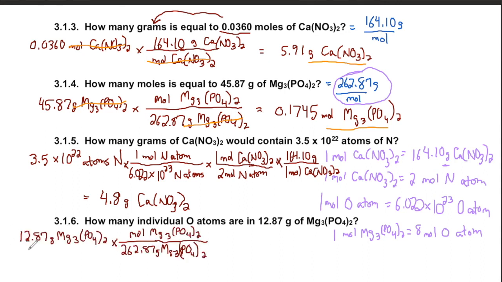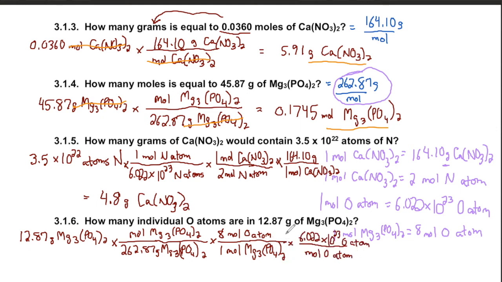Okay, so this mass of magnesium phosphate that we have, 12.87 grams, we would divide that by the 262.87 grams of magnesium phosphate per mole of magnesium phosphate to get moles of magnesium phosphate. And then we would multiply that by the 8 moles of oxygen atoms that are in each mole of magnesium phosphate. And then we would multiply that by Avogadro's number, which is the number of oxygen atoms in a mole of oxygen atoms. And we would come out with 2.359 times 10 to the 23rd individual oxygen atoms.